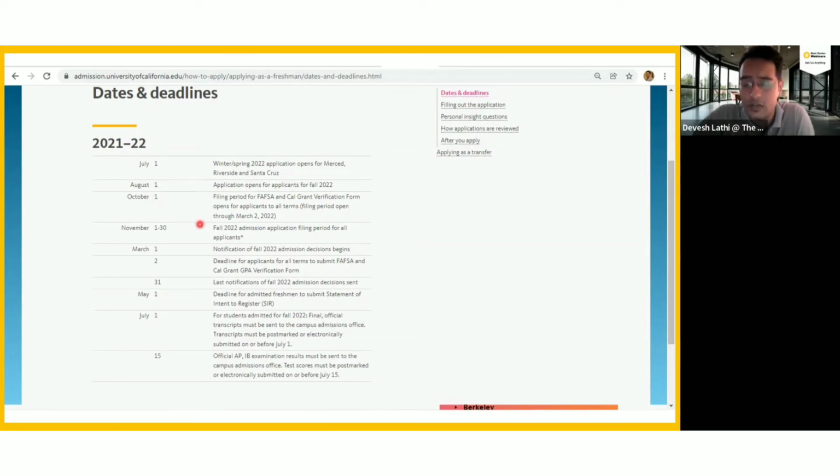UCs don't offer scholarships to international students, but of course, domestic or US citizens need to fill their FAFSA, their Cal Grant verification form if you're applying for financial aid. Between November 1 and November 30th, you can submit your application to the UCs. The notifications will start coming in. Notifications are the admission decisions. They'll start coming in from March 1 and will be sent until March 31st.